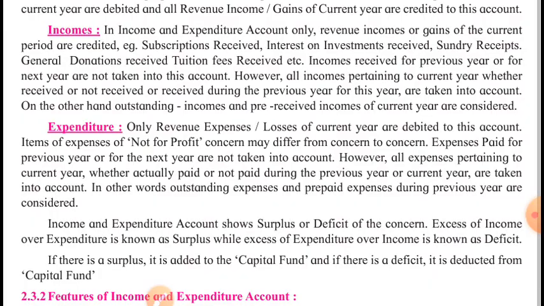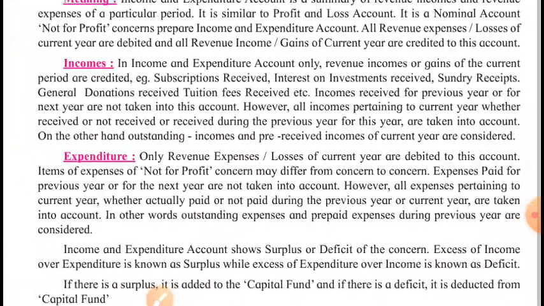The ultimate point is that it must be current year's income. It might have been received in the previous year, or it may be received in this year, or it may be current year's income that will be received in the next year. Why not? But if it is current year's income, it must be shown in this income and expenditure account on the credit side.